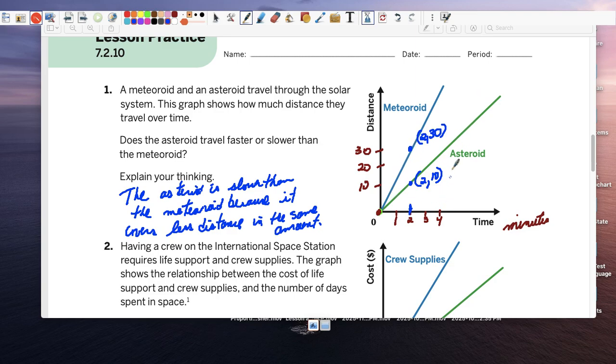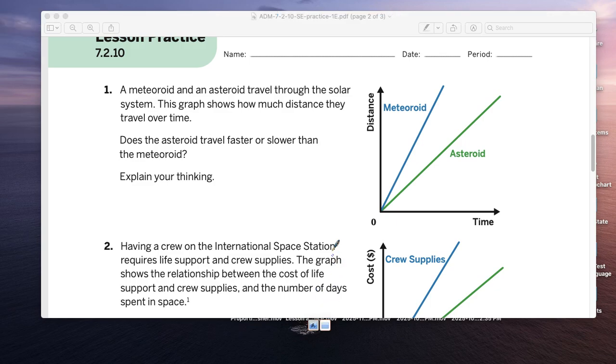So you could have picked other ones. Let's say you want to pick 6 minutes. So this is 5, here's where the asteroid is. And the meteoroid, well, you would have to extend this line. You would have to extend this line, and you can clearly see that the meteoroid would be even further away. Okay? And that's the answer for that question.